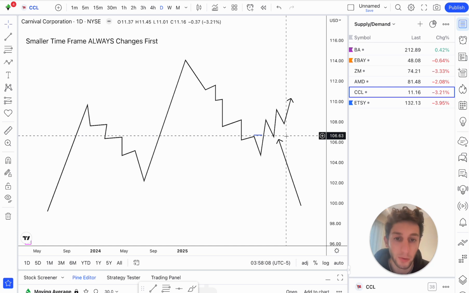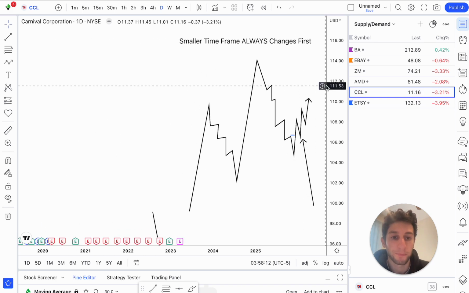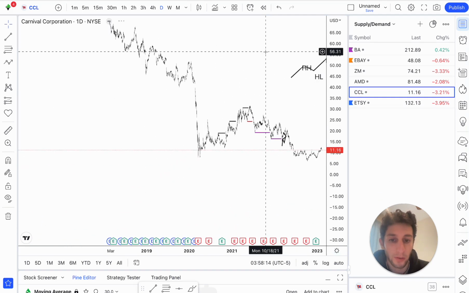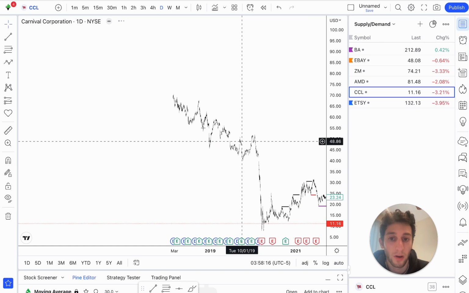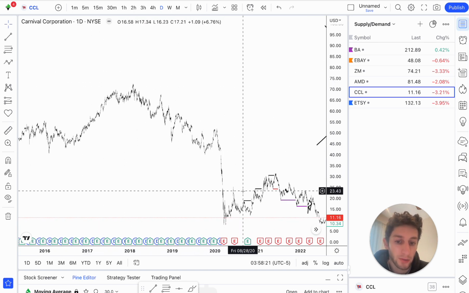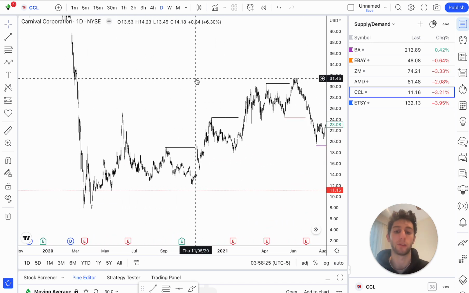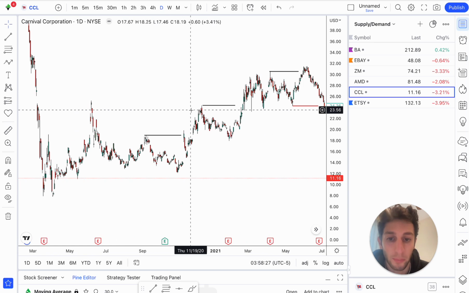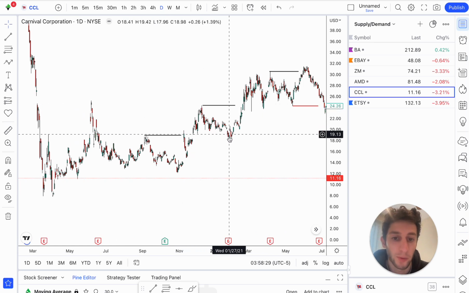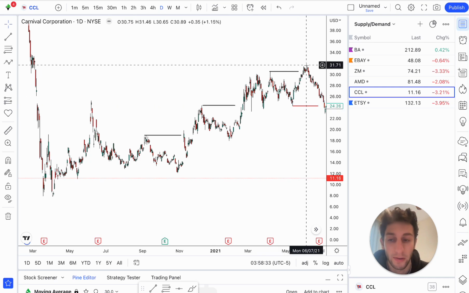Okay, now I'm going to show you a few different examples here. So let's go ahead and look at CCL. Get rid of some of these drawings here. So you can see CCL in the long time frame, we're in a downtrend, right? We're going up, now we're in a downtrend for the past few years. We come down, we start seeing higher highs, higher lows, right? So we have this high here, we break it, boom, higher high here. We make a low, we break it, higher high here. We make a low, we break it, higher high here.